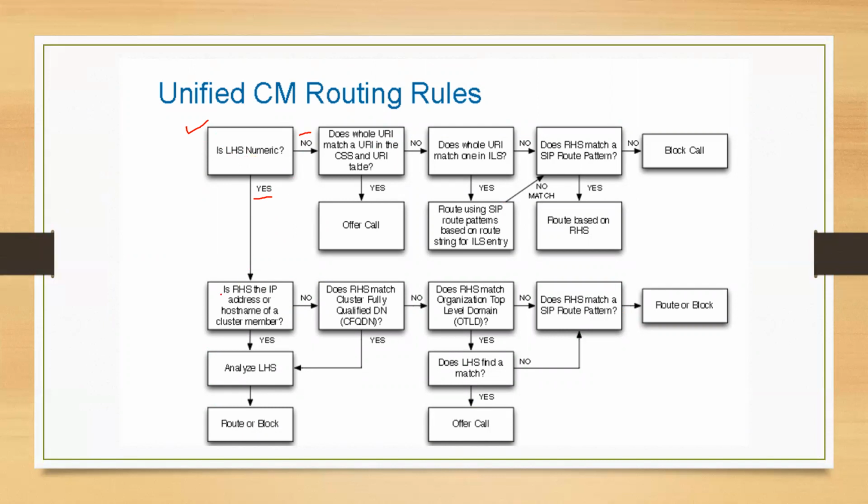Then it says, is RHS the IP address or the host name of a cluster member? The right hand side, whether it's a host name or an IP address, right? If it's a yes, then it can analyze LHS and check whether the call will be routed or the call is blocked, right? That is in case of an IP address. And let's say if that is a host name, is RHS the IP address or a host name? So let's say it's a no, it's not an IP address.